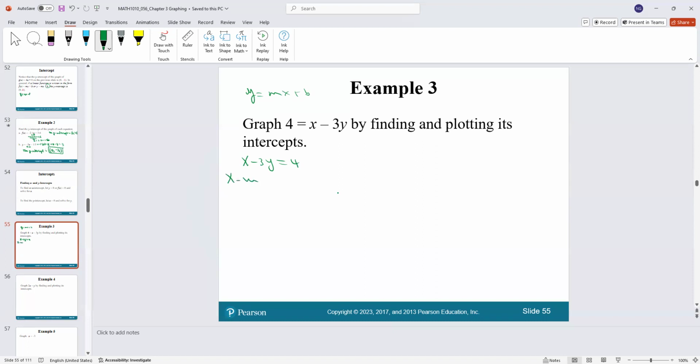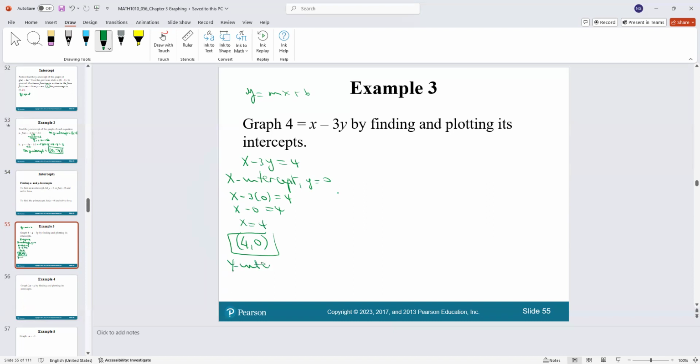If we find the x-intercept here, x-intercept means y is 0. So we're going to have x minus 3 times 0 equal 4. x minus 0 equal 4. x would be equal to 4. Remember, the first coordinate is x. The second coordinate is y. We have our x-intercept.